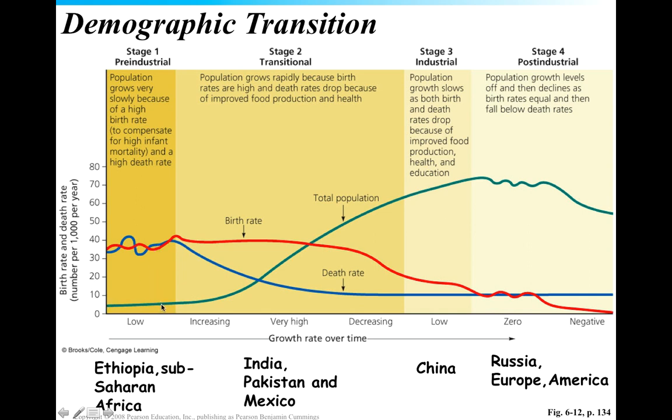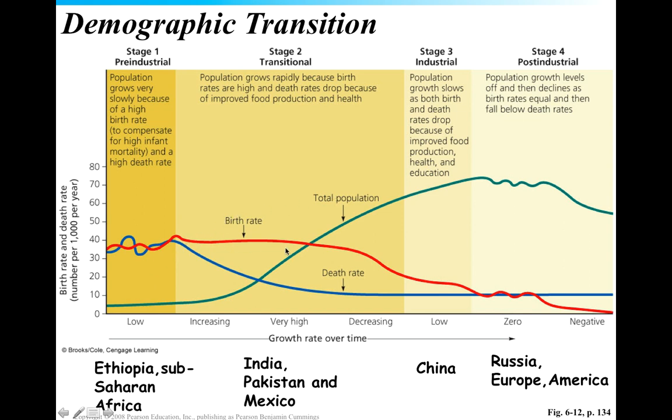Now, I know if you took AP Human Geography, you were told that there are no countries in stage one, but our book is a little bit different. Our book says that countries like Ethiopia and sub-Saharan Africa that are dealing with the AIDS epidemic are actually still in stage one. They were in stage two and then went back to stage one. That's just a slight difference in the curriculum.